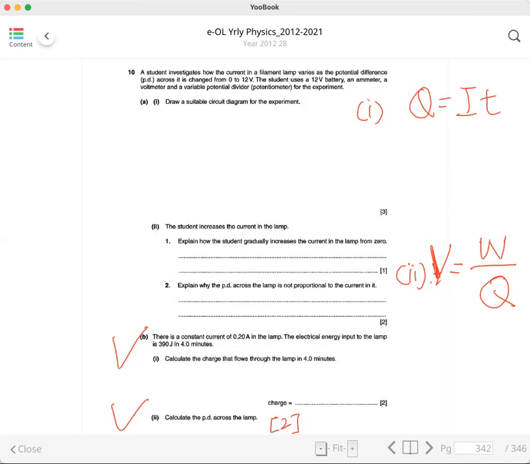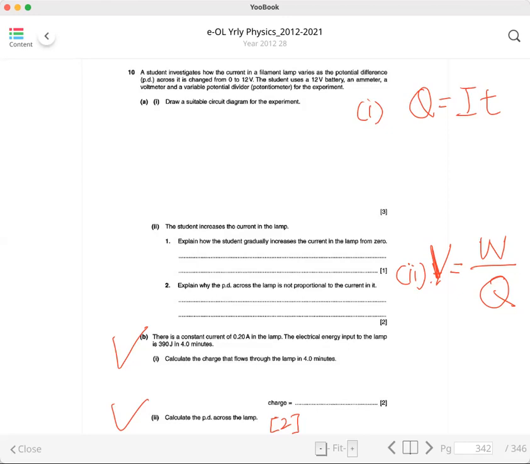Qiao Xing, 0.2 ampere is correct, but your answer is wrong. Okay, 0.2 ampere is correct. It's not 2 ampere, it's 0.2. So in your working you put 0.2, but by your calculator, you put 2. So count again, Qiao Xing.